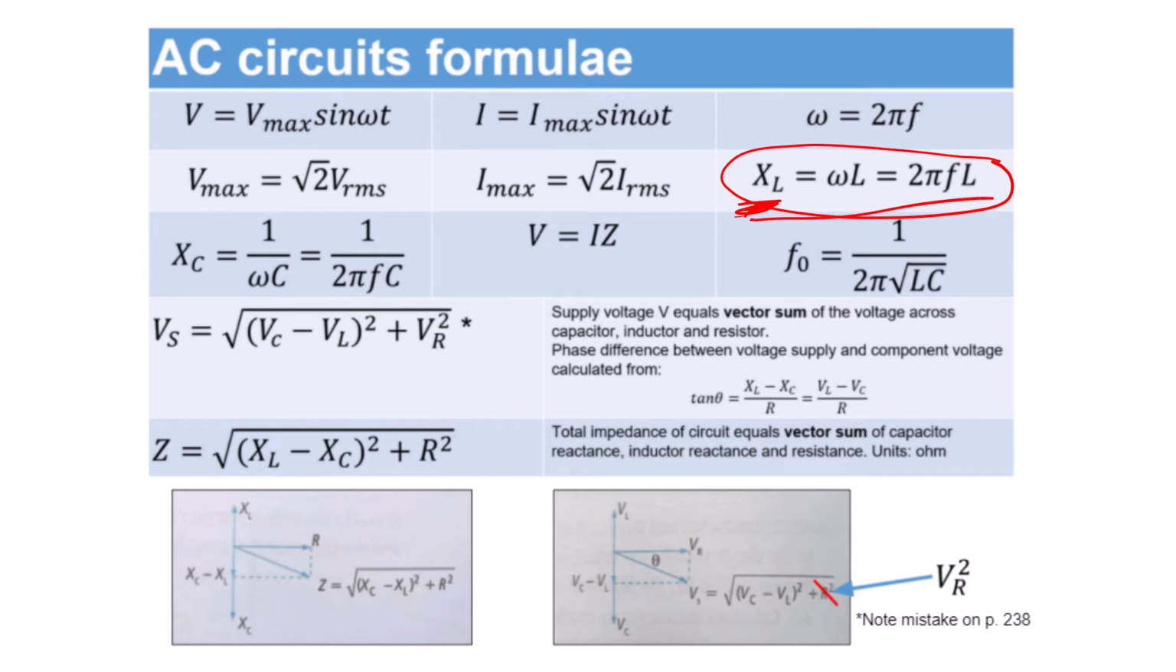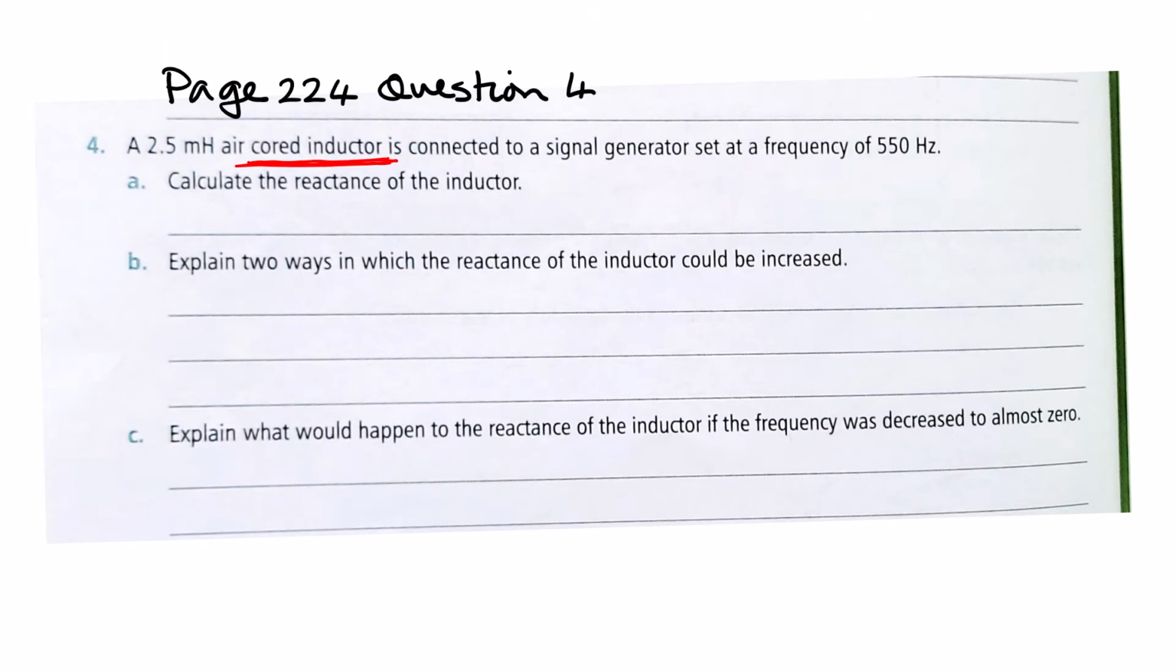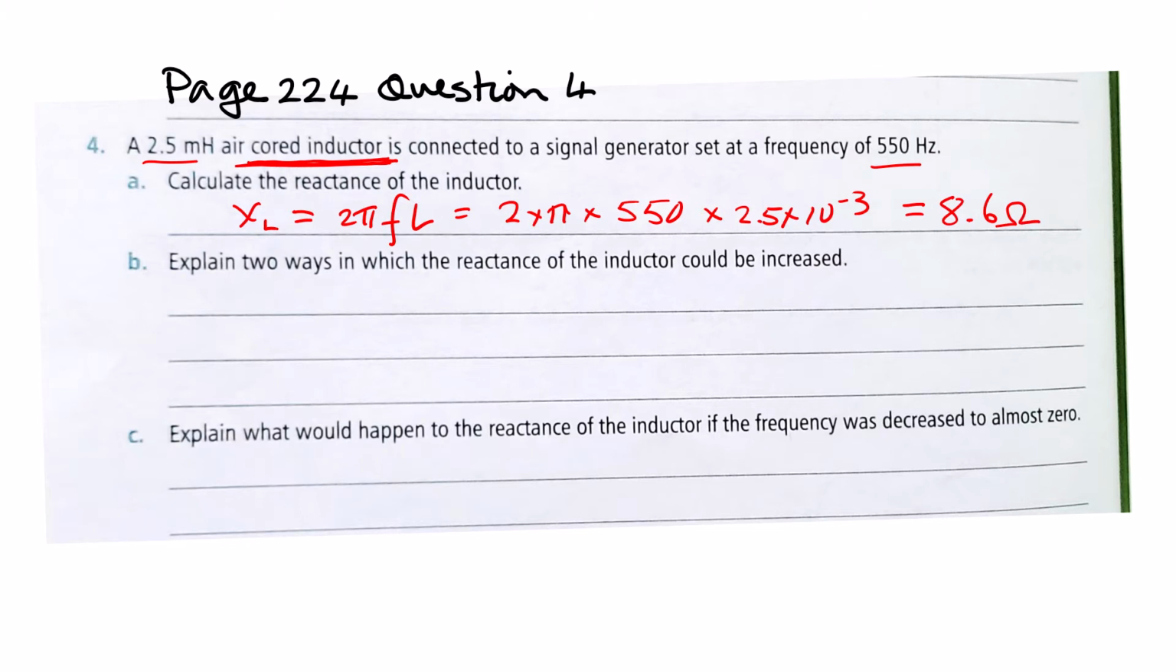So let's take our equation back here, calculate the reactance of the inductor. Here's our equation, XL, inductive reactance is equal to 2 pi FL is equal to 2 times pi times frequency of 550 Hertz times inductance 2.5 times 10 to the negative 3, which should be 8.6 ohm. And remember, units for reactance is always ohms, similar to resistance.